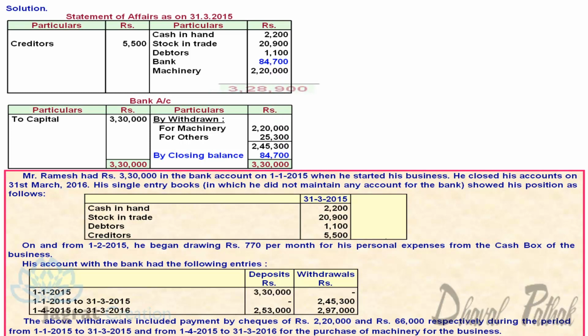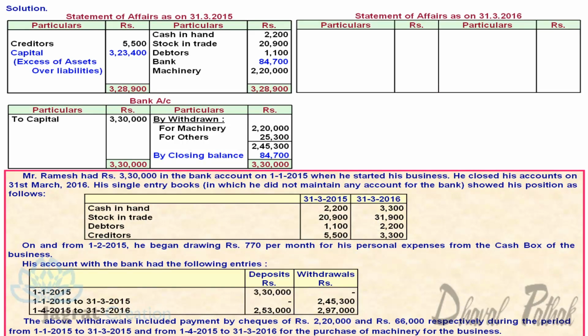Now total of assets minus total of liabilities is known as capital, that is, the excess of assets over liabilities. So this is the purpose of preparing the statement of affairs. Now I have found out the capital as on 31/3/2015. Now I want to find out the capital as on 31/3/2016.